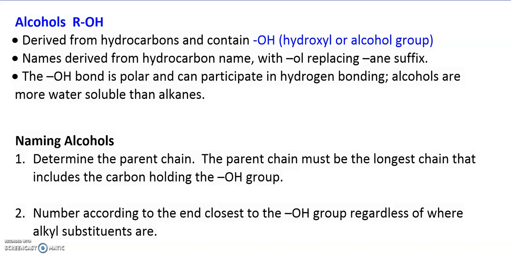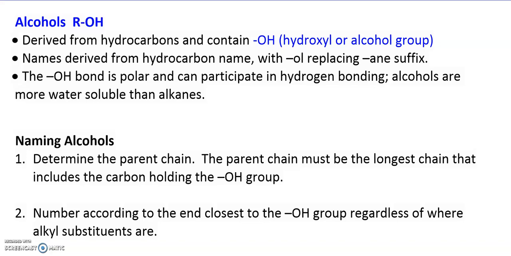This video is on the alcohol functional group and how to name hydrocarbons that have an alcohol on them. These hydrocarbons contain an OH, which is a hydroxyl group. So the functional group name is a hydroxyl, and they call these compounds that have the hydroxyl functional group an alcohol.